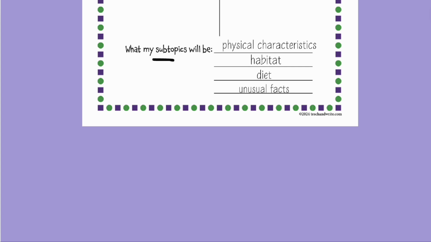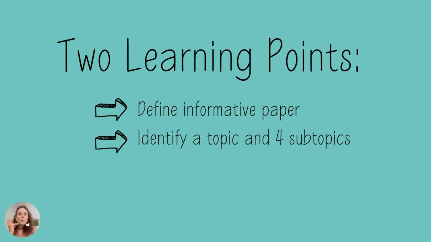Sub means under. Our big topic is goblin shark. We now have some subtopics. That's going to guide our research in our next lesson. We'll be looking for these subtopics, these smaller topics beneath the umbrella topic of goblin shark. Well done, my friends. We set out with these 2 learning points, and you did it. Well done. You should now be able to define an informative paper. You should also be able to identify a topic and our 4 subtopics, which are physical characteristics, habitat, diet, and unusual and unique facts.